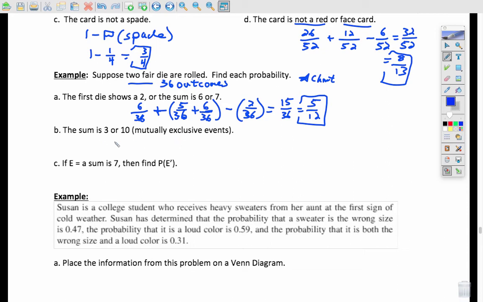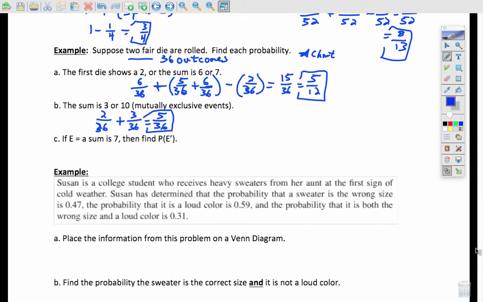All right, so the sum is 3 or it's 10. This one might be a little bit more challenging. There's only two ways to get a 3, 2 and 1, 1 and 2, out of 36 outcomes. And there's three ways to get a 10. You could get 4 and 6, 6 and 4, or you could get double fives. They don't have any outcomes in common. You can't get a 3 and get a 10 at the same time. Those things don't work that way. So 5 out of 36 is that probability. There's no intersection to subtract there.